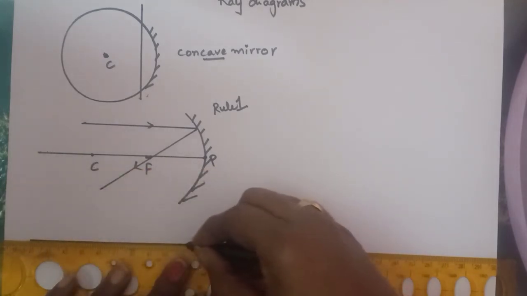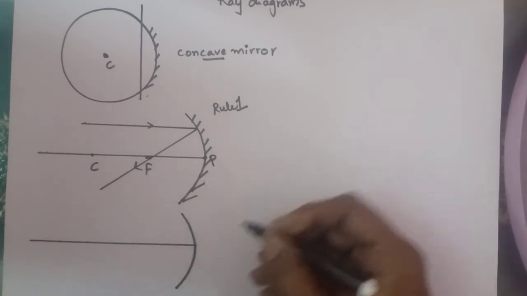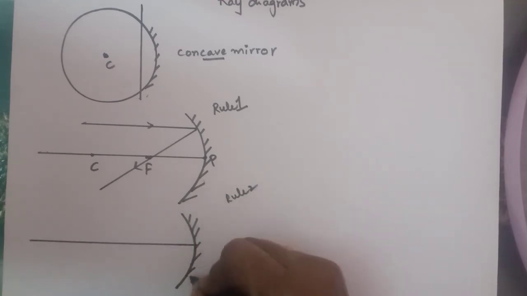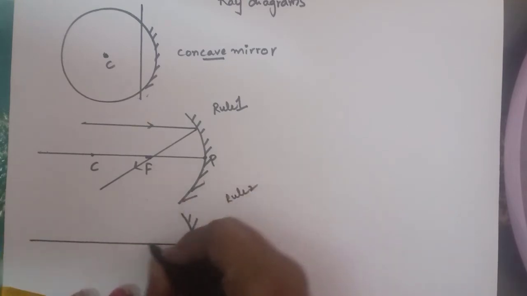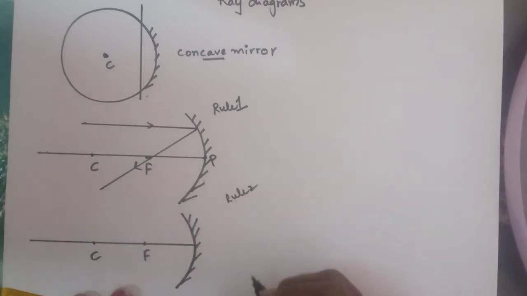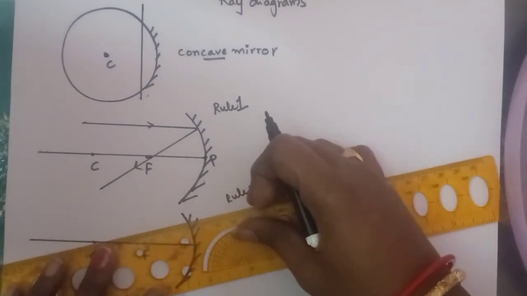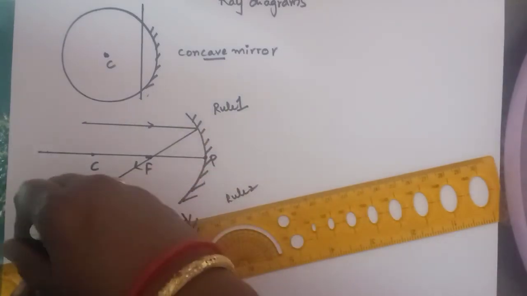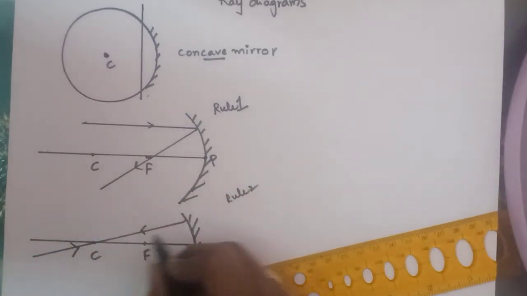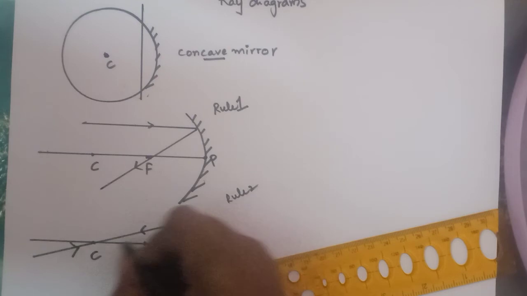The second rule is, again we need to draw the principal axis, then the mirror. This is rule 2. Again, this mirror is coated. Now here we have the point focus and the center of curvature. Now a ray passing through the center of curvature will reflect back. The ray passing through the center of curvature will reflect again back and meet the center of curvature only.